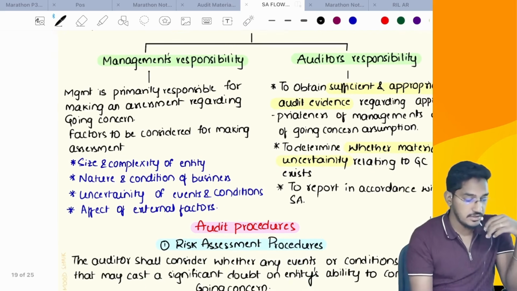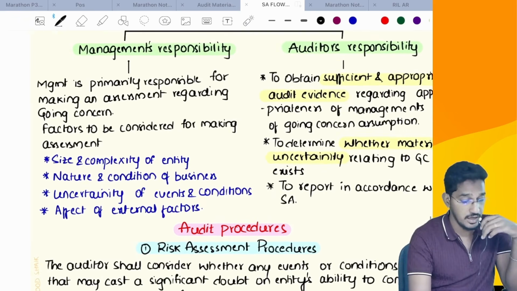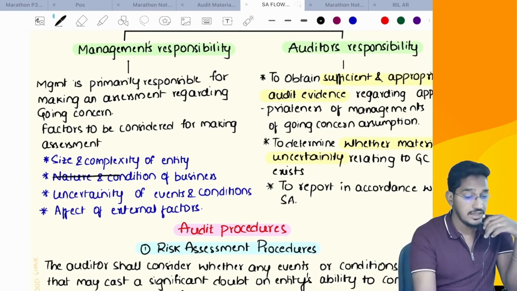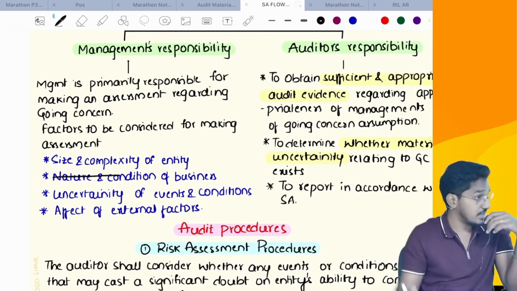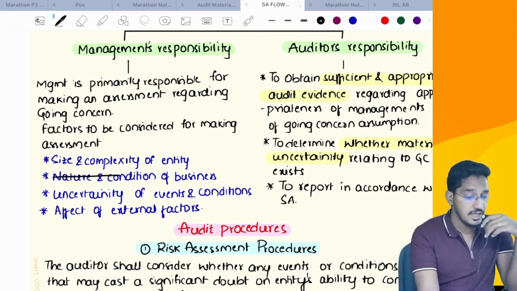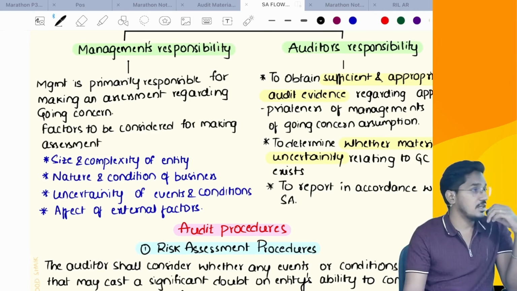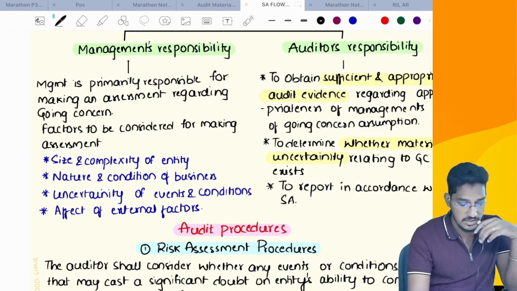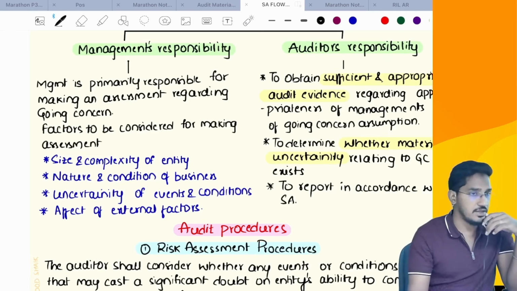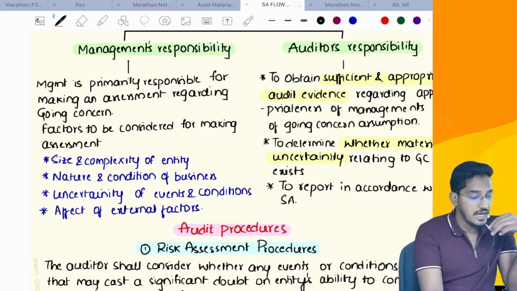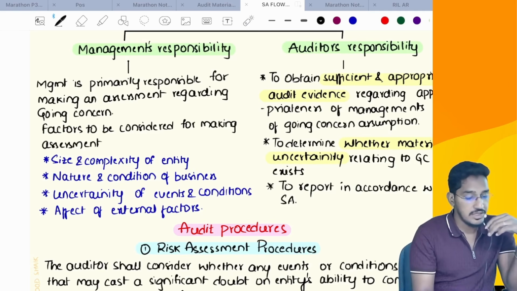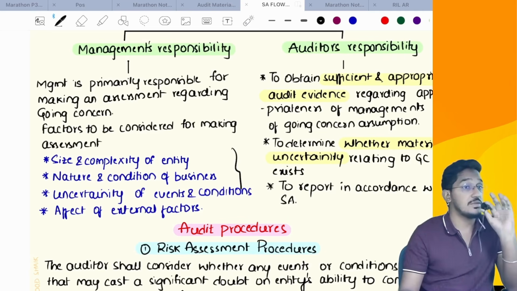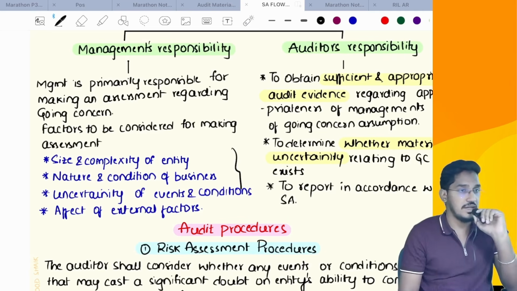So what factors will they consider? They will consider factors like size and complexity of the entity. What is the size of the entity? What is the complexity of the business they are doing? They also focus on the nature and condition of the business. They will pay attention to uncertainty of events and conditions, for example, any legal cases going on, or any significant changes in laws and regulations that are going to come. So they will pay attention to uncertain events like pending cases, laws and regulations. They will also consider the effect of external factors, once again laws and regulations. These are all factors they will consider, and then they will make an assessment whether going concern assumption is valid for them or invalid for them.